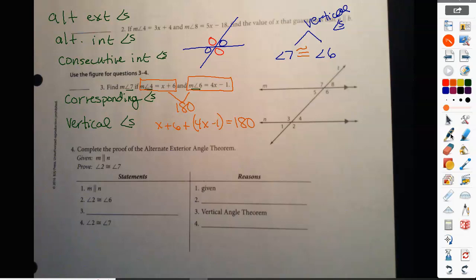We're trying to prove that angle 2 is congruent to angle 7. Okay, so I'm going to mark those. I'm trying to get there. Okay, they're telling me angle 2 is congruent to angle 6. That's what they said here. All right, well, what is their relationship? Angle 2 and angle 6 are what type of angles?